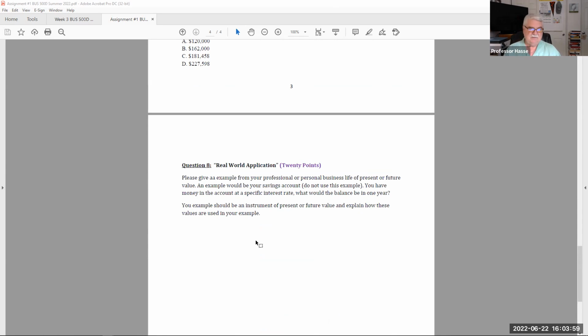I want you to select something from your own personal, professional, or personal business life, and give me an example of the present or future value and explain it. Explain how these values are used in your example, and explain why you use these in your own personal or professional life. You should basically write about a page on this, but I want a real world application of the time value of money, of what we're talking about the last couple of weeks.